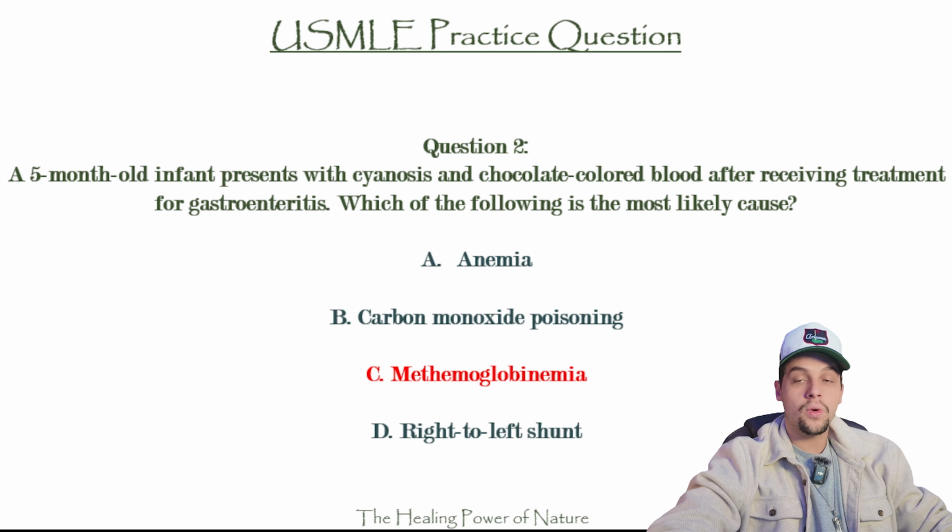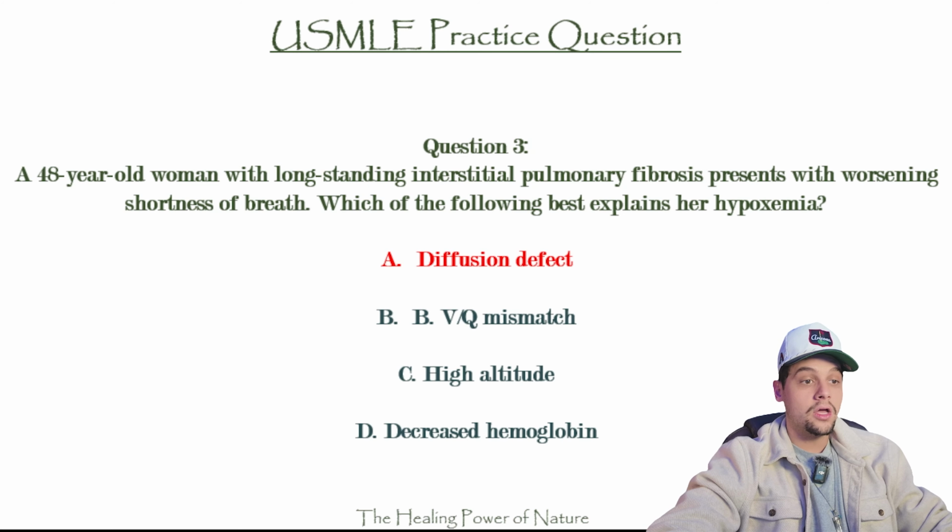Let's go ahead and go into our last question. Good job. It was A. So why not B? VQ mismatch occurs in conditions like pulmonary embolism. Why not C? High altitude is unrelated to this case. Why not D? Hemoglobin levels are typically unaffected in interstitial lung disease.